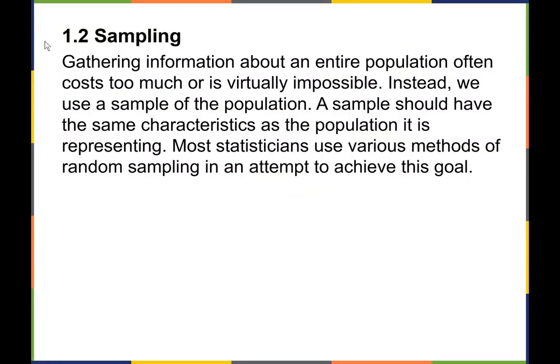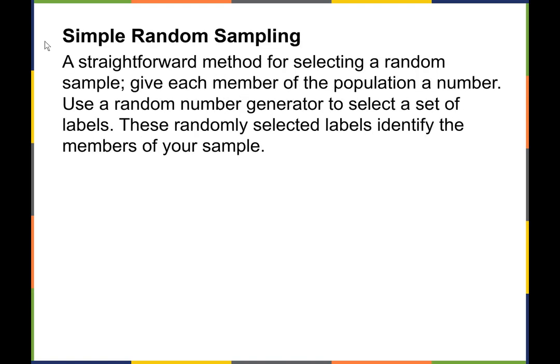And welcome back to the second part of section 1.2, and this is where we're going to talk about sampling. Oftentimes, to be able to survey an entire population is impossible. It's just too large or cumbersome. So what we do instead is we choose a sample of the population to represent the entire population. There are various methods for doing this, and we're going to go over a few now.